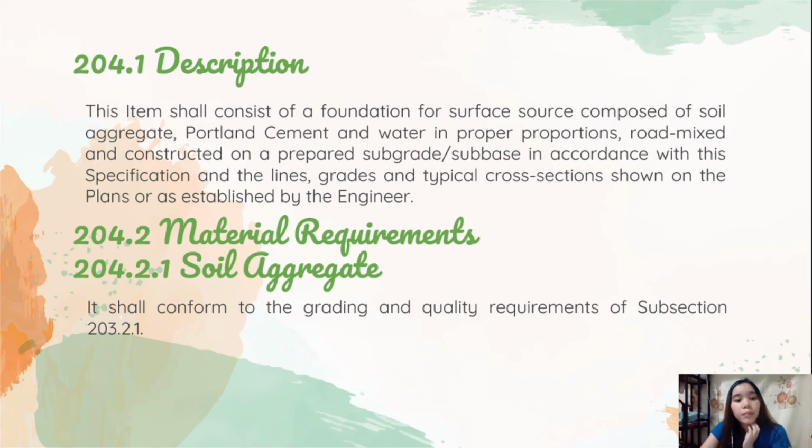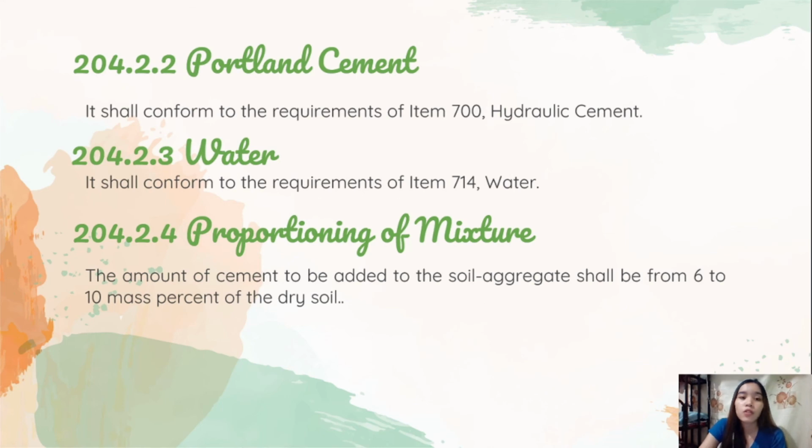So the material requirements, first is the soil aggregates. So it shall conform to the grading and quality requirements of subsection 203.2.1. So same lang siya sa tong lime aggregate. Then the Portland cement shall conform to the requirements of item 700 cement, which we discussed by the next sa sunod na report. Also the water requirements of item 714 water.